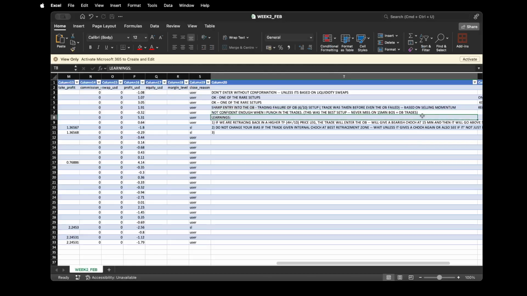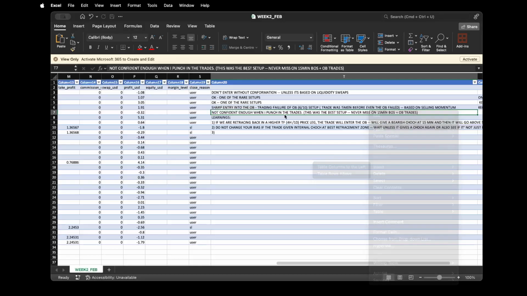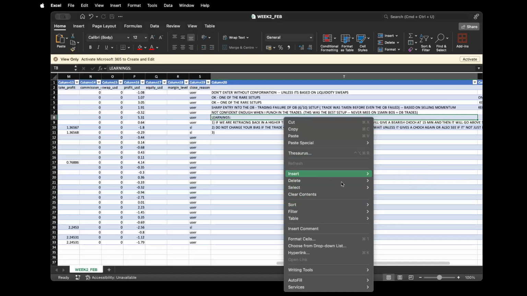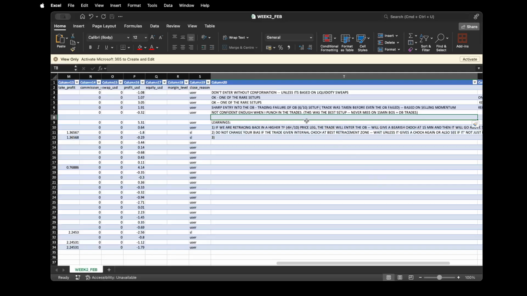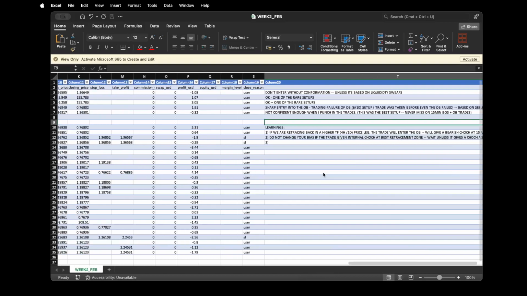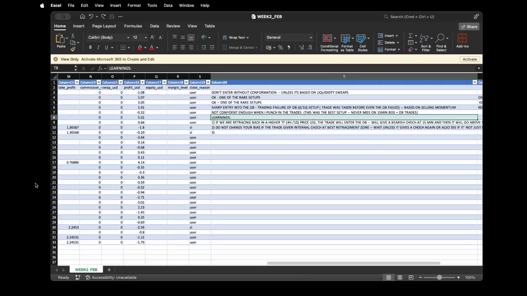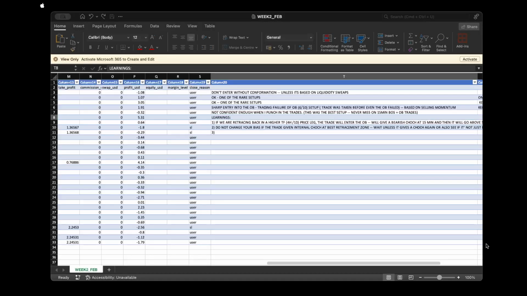I don't know what this is. So, insert columns, rows above. Okay, rows above. From here we're going to insert rows above, insert table rows above. One more time, insert table rows above. Oh no. Okay, I will just get back once I'm done with this.